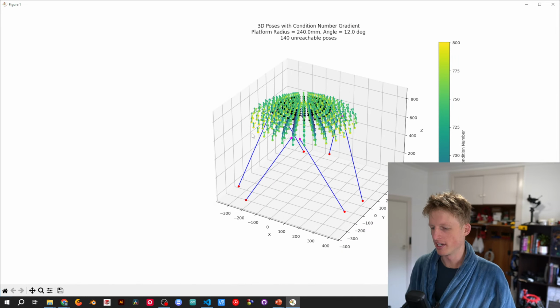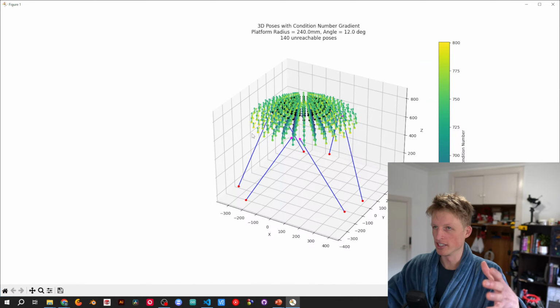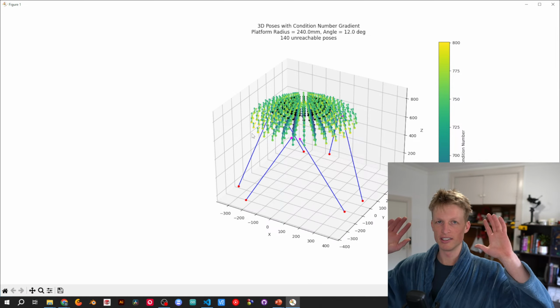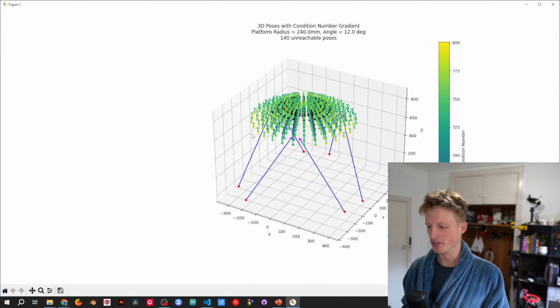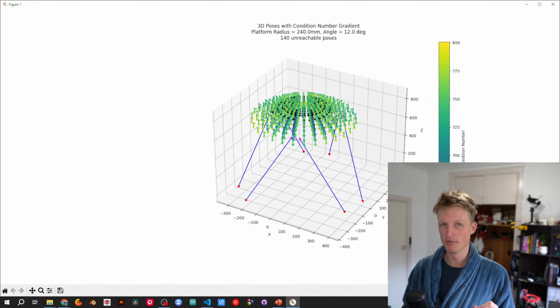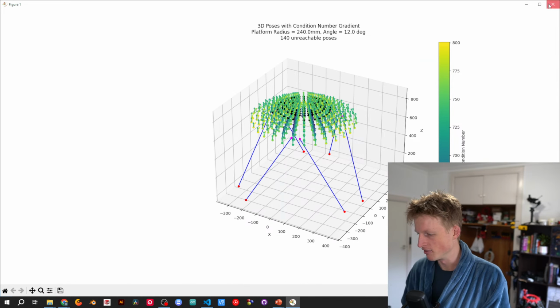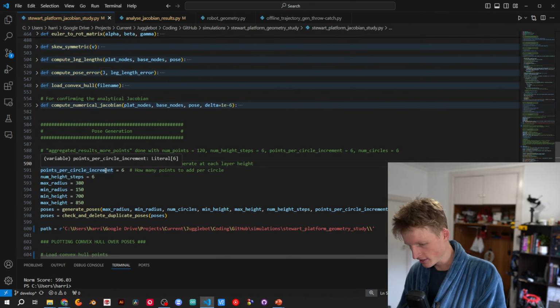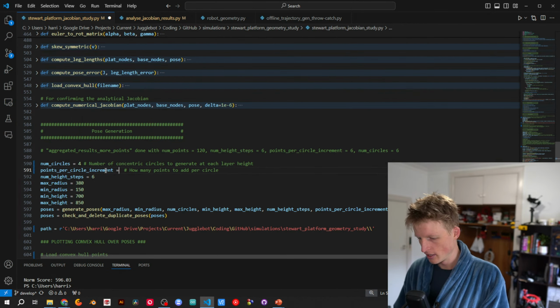But really what I'm actually trying to do with all of this is to figure out what geometry is best. The geometry that we are interested in is changing the radius of the platform, so making that bigger or smaller. And if we reduce the number of points that we are simulating this with, we'll be able to do things a little bit faster. So let's change this to 4.